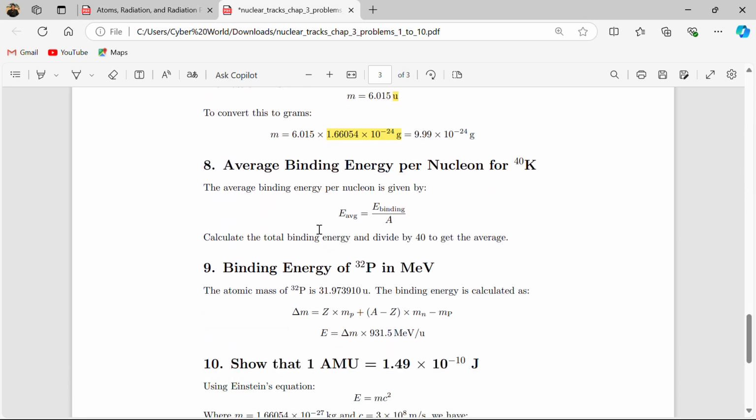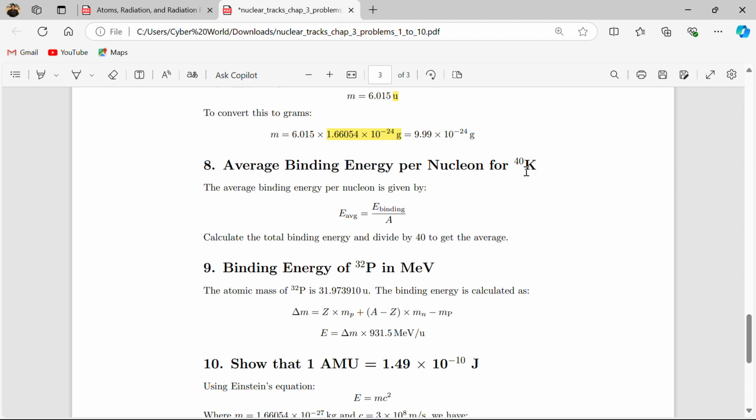Our solution is just simple. To calculate the average binding energy per nucleon, you first have to calculate the binding energy. The binding energy, as you already know, is simply calculated as the mass defect times c squared, and the mass defect is simply the number of protons multiplied by the mass of proton plus the number of neutrons in that nuclide multiplied by the mass of neutron, all into c squared.